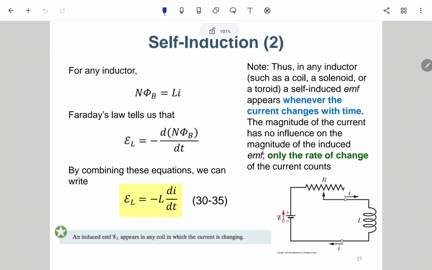So here we would like to quantify this self-induction. For any inductor, we consider n times phi b as the flux linkage. If you still remember, the definition is L equals n phi b over I. Here we just move this I to the left side and then swap left and right. So n phi b will be L times I.